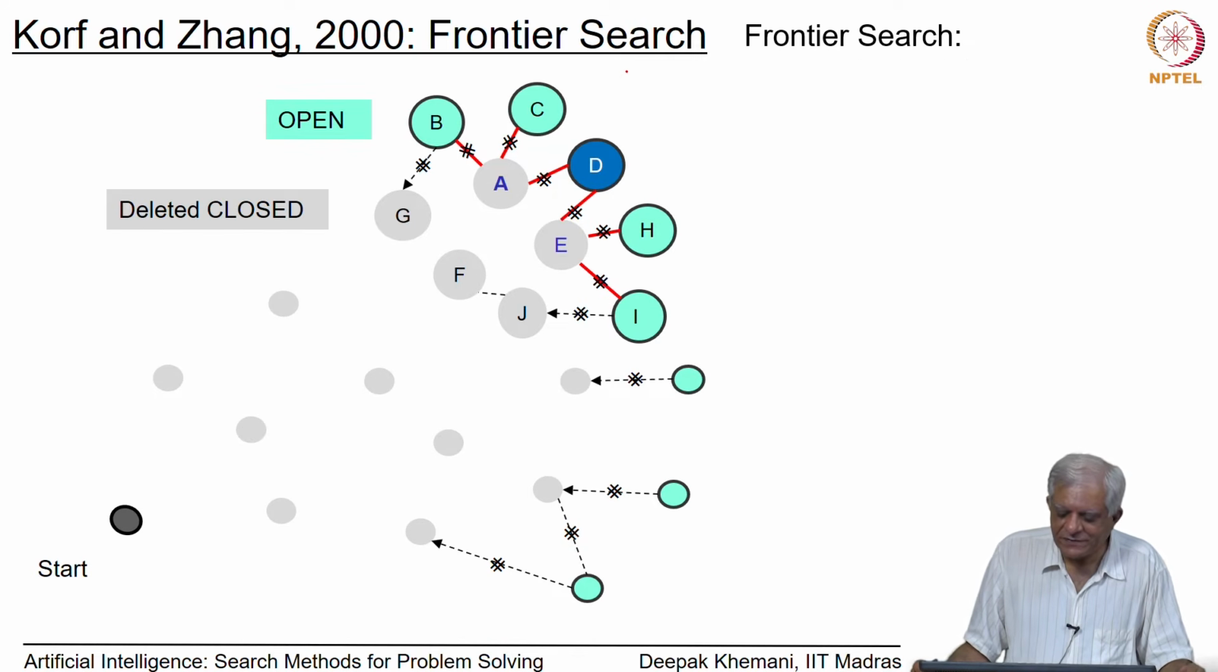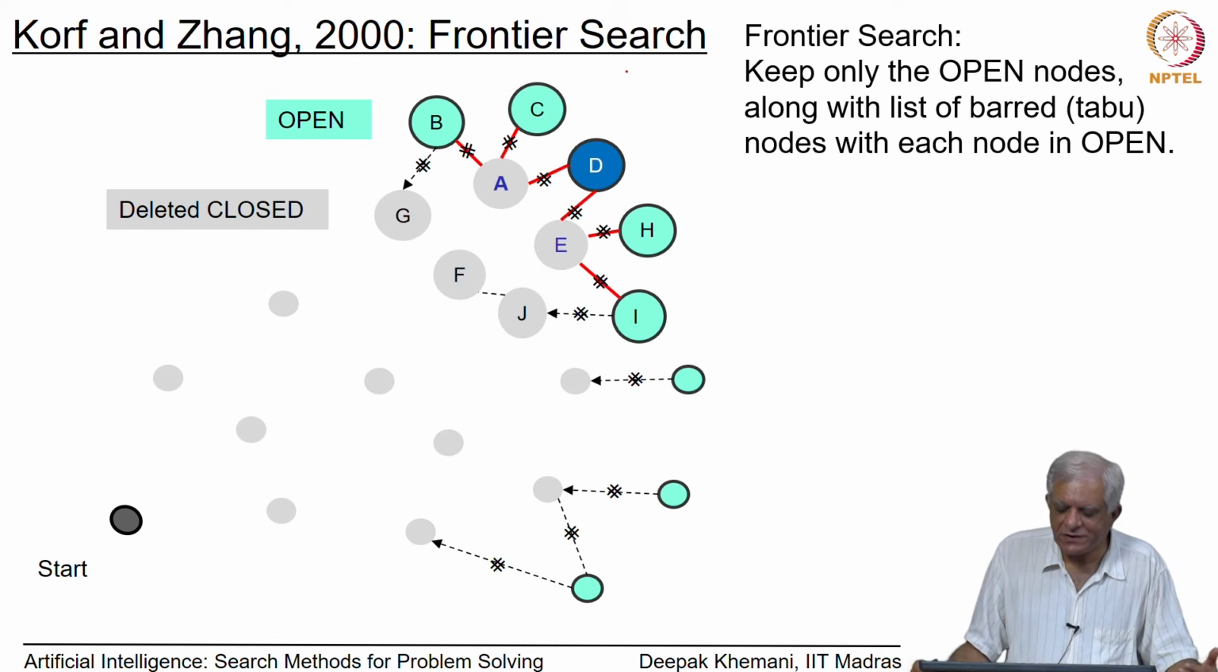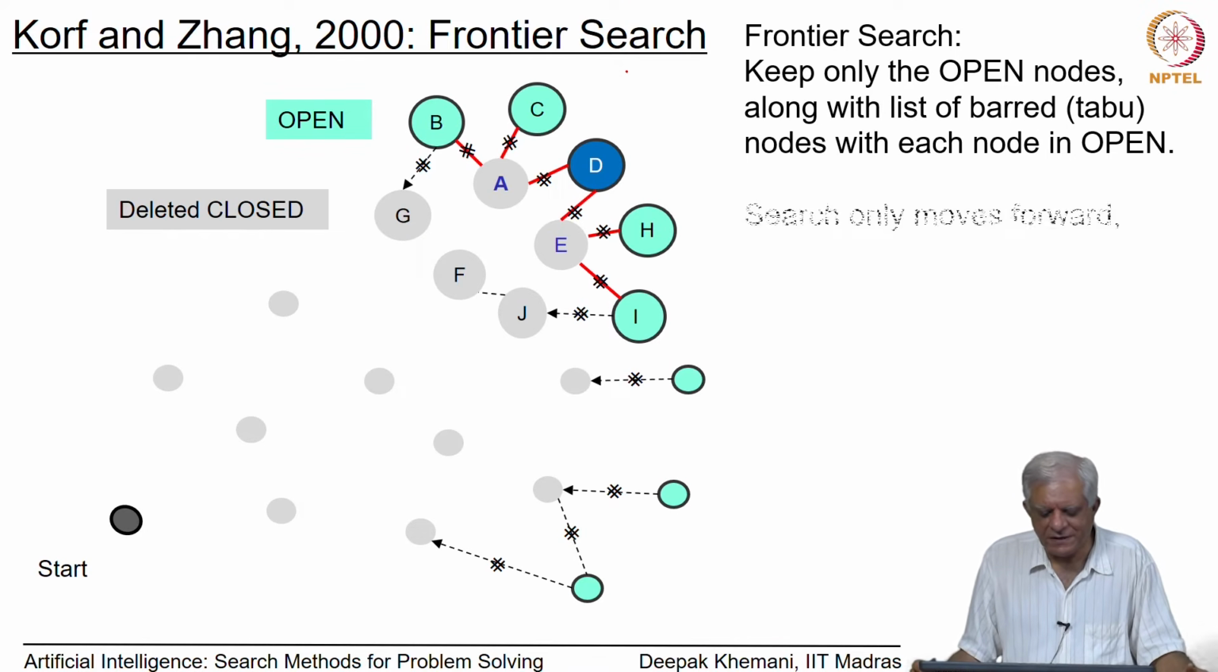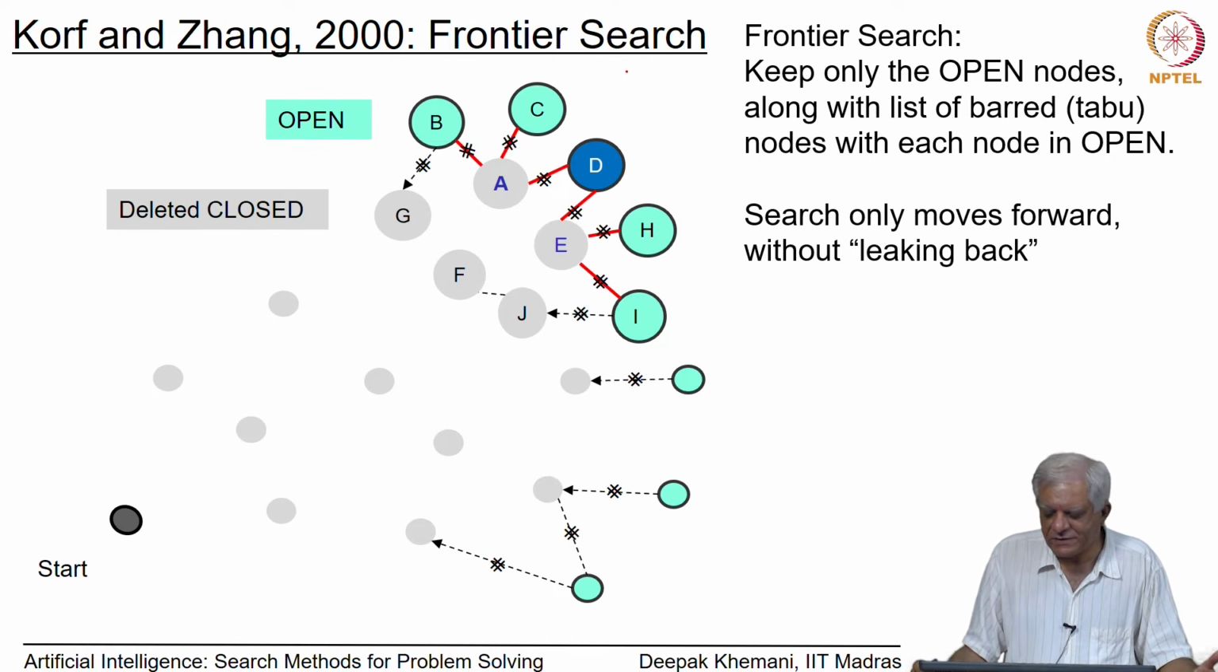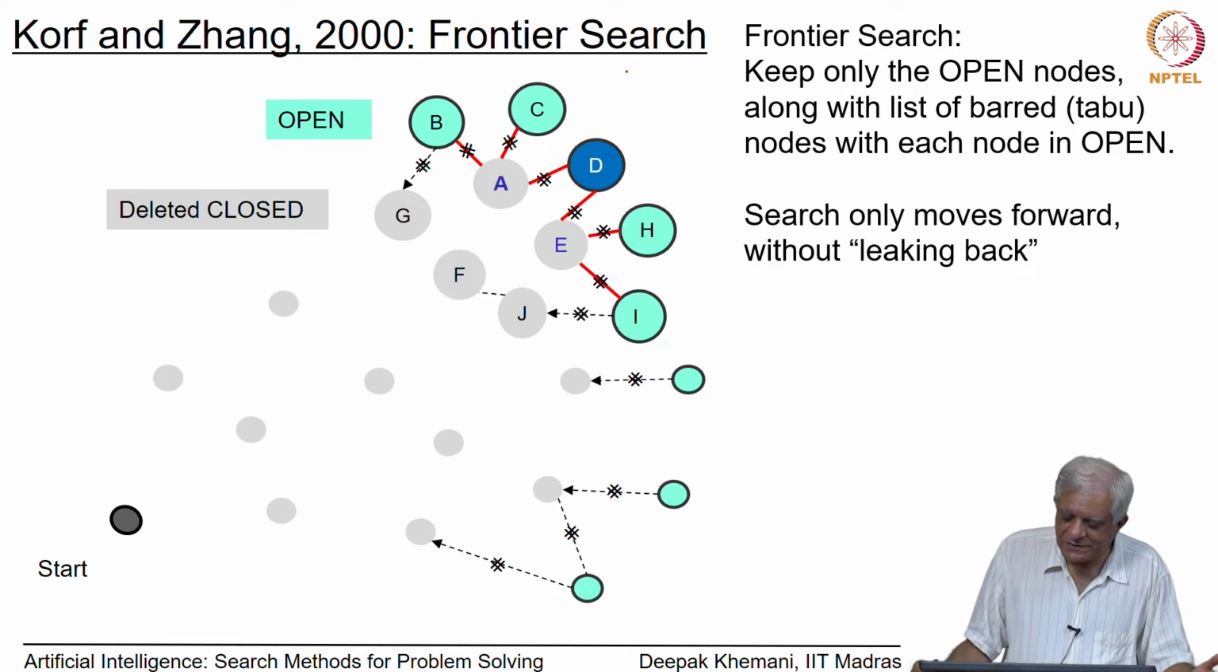So, this is the aspect of the frontier search, that you only maintain the frontier nodes or only maintain the open nodes, keep only the open nodes along with the list of barred, we can call it taboo in the style that we had been talking about earlier, nodes with each node in the open, and search only moves forward without leaking back at all.